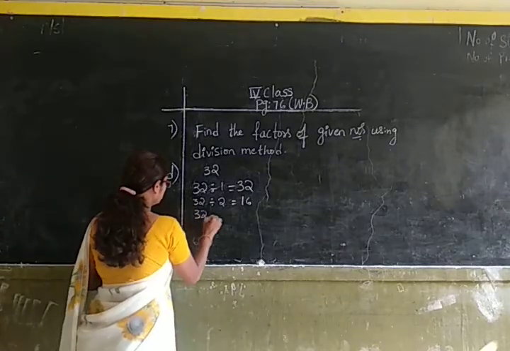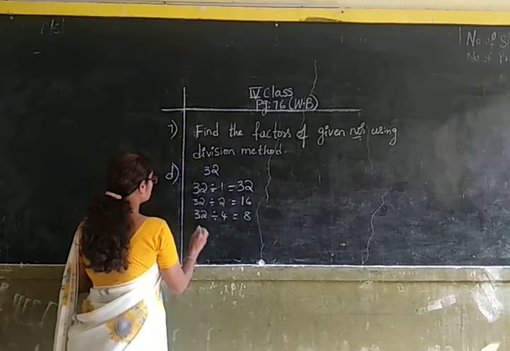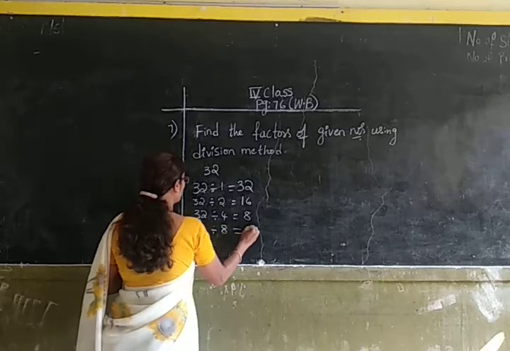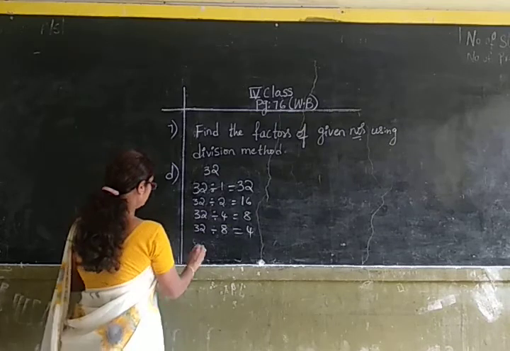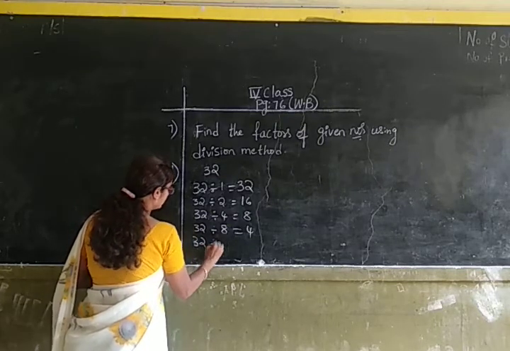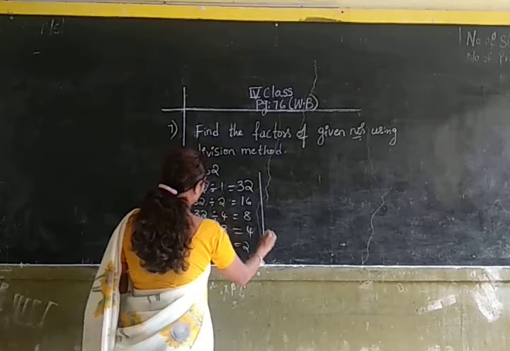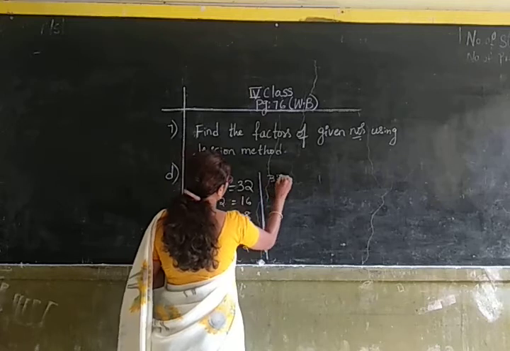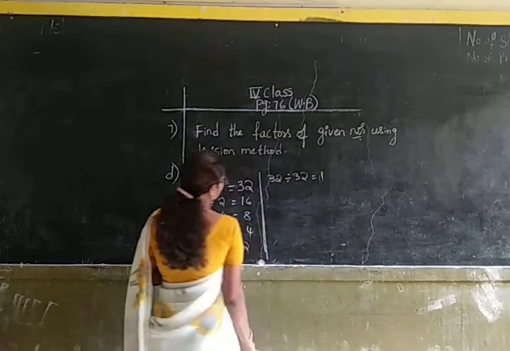Let us divide 32 with 4. 32 divided by 4 is 8. Now let us divide 32 with 8. 32 divided by 8 is equals to 4. And 32 divided by 16 is equals to 2. And 32 divided by 32 is equals to 1.